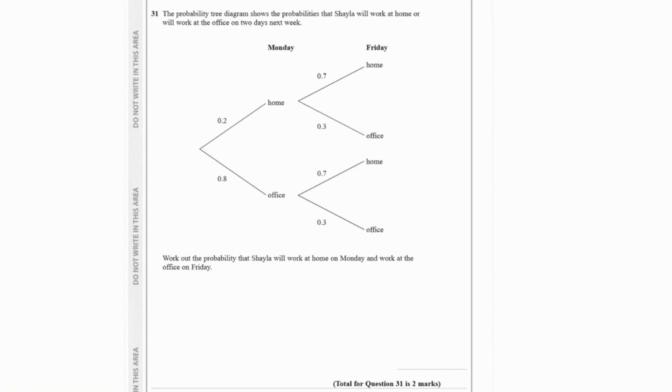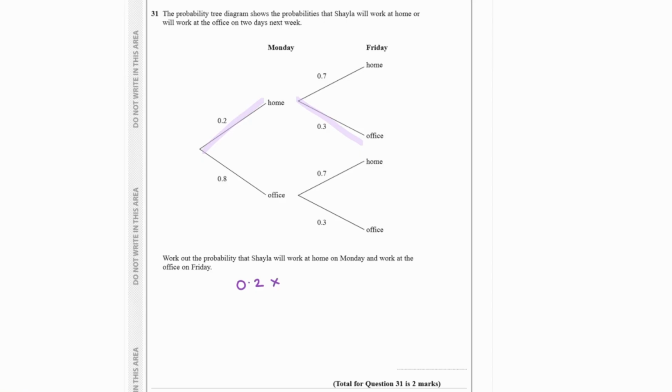Number 31. The probability tree diagram shows the probabilities that Shayla will work at home or will work at the office on 2 days next week. Work out the probability that Shayla will work at home on Monday and work at the office on Friday. So in order to find this probability, we would first have to look at the branch which represents working from home on Monday, which is that branch, and then working from the office on Friday, which is that branch. In order to find these probabilities, we would multiply the probabilities.